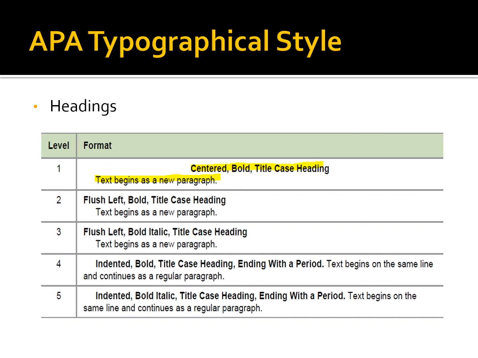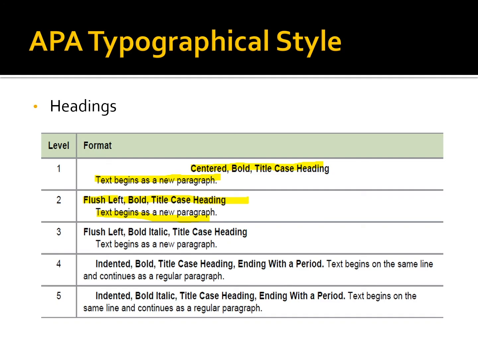Now let's say that midway through your introduction to your paper, you want to introduce some specific research focus. Say you want to talk about a particular line of research and you title that section differences between men and women. In that case, you have now introduced a second level heading. Differences between men and women would be flush left, bolded, and title cased. Then you would hit return and begin talking about the differences between men and women in the literature in a new paragraph that is indented.